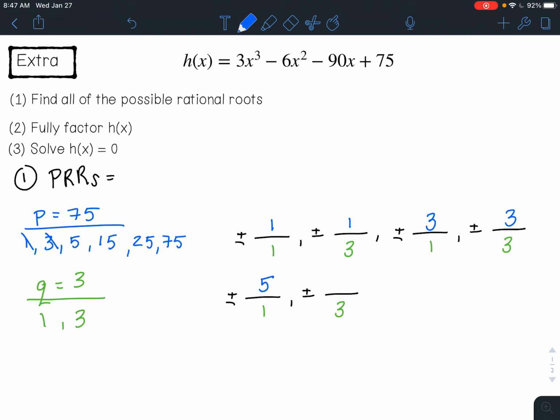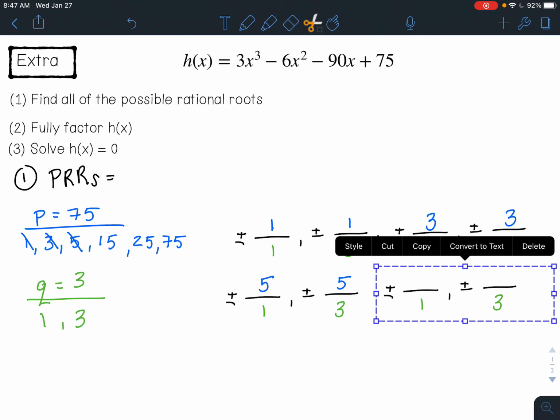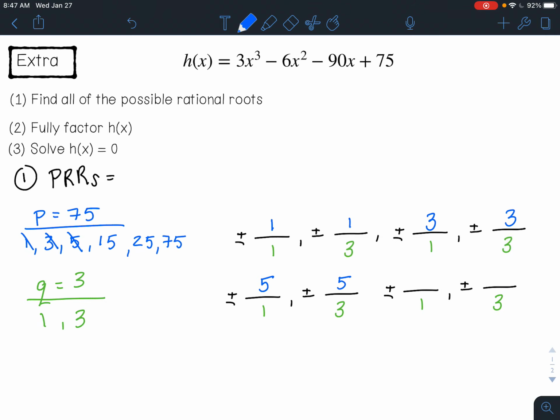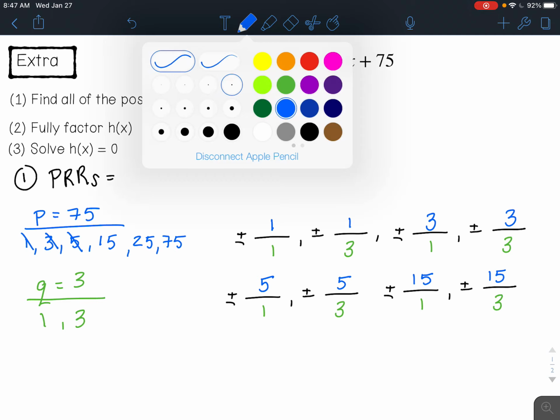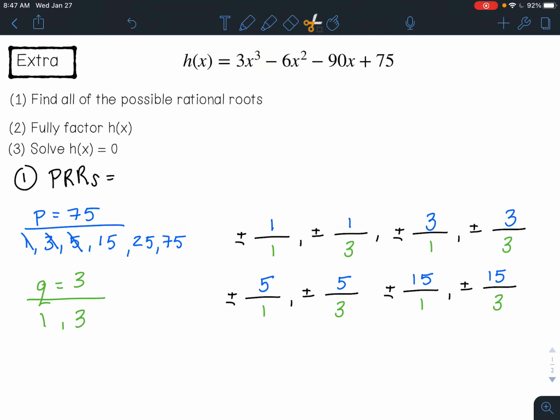So then I'm moving on to 5. So I can do 5 over 1 and 5 over 3. And then we just keep going, dividing each possible p value by both of the q values in this case. So 15 over 1 and 15 over 3. Oops. That's not what I wanted to do. Now I'm down to 25 over 1 and 25 over 3, and then finishing up with the 75.